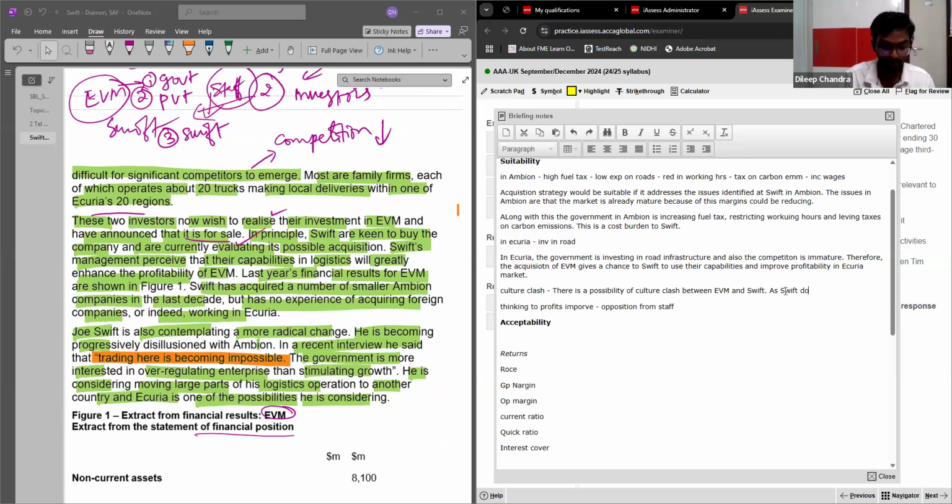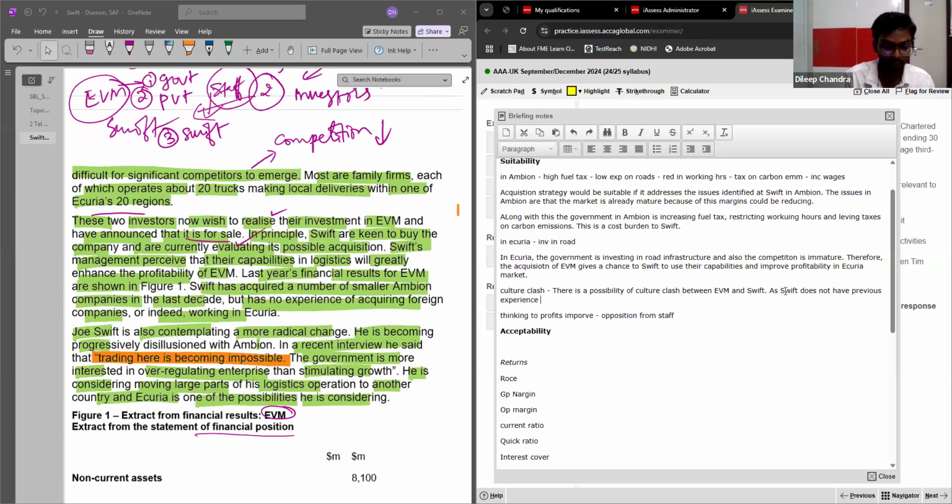As SWIFT does not have previous experience of acquiring a foreign company, or at least trading in Ecuria. There is a possibility of culture clash between EVM and SWIFT, as SWIFT doesn't have a previous experience of working. Okay.